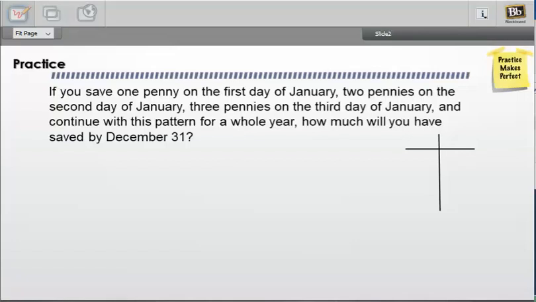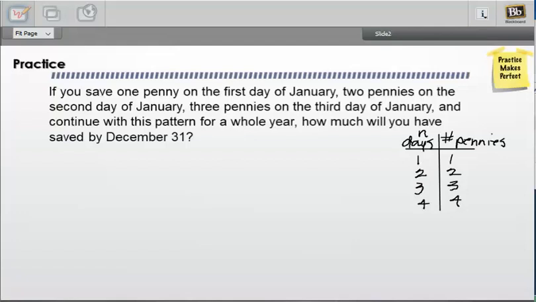So the first thing I'm going to do is determine what my sequence is. On this column is going to be my days, which is my N. Over here is going to be my number of pennies. So on day 1, I'm saving 1 penny. On day 2, I'm adding 2 pennies. Day 3, I'm adding 3 pennies. And we'll just go ahead and add the 4th one here. So I can see what my sequence is right there.